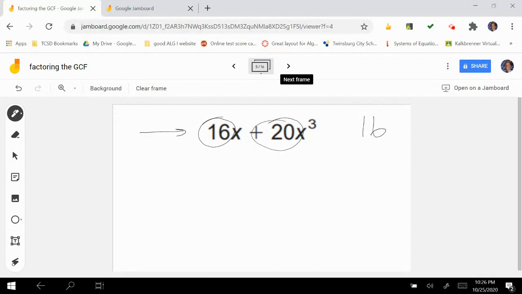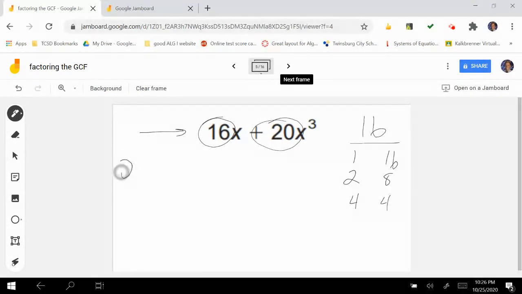What's the greatest 16 can possibly be? That's where we're going to start. 16 divided by 1 is 16. 16 divided by 2 is 8. 3 does not go into 16 evenly, but 4 does, because it's 4 times 4. So now I'm going to always try the greatest factor. 16 can be the smaller of my coefficients.